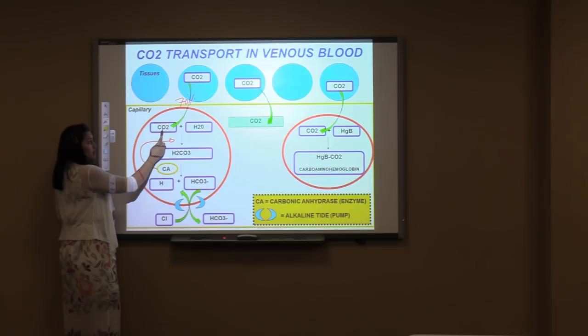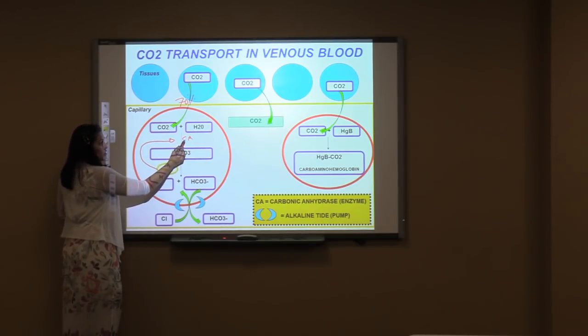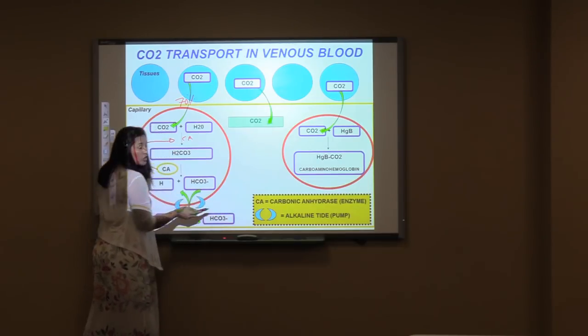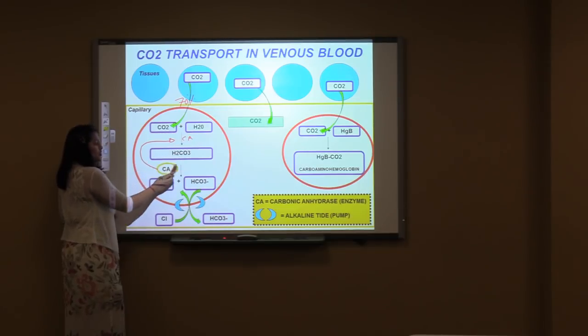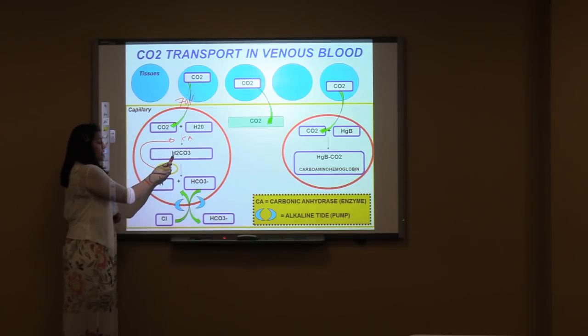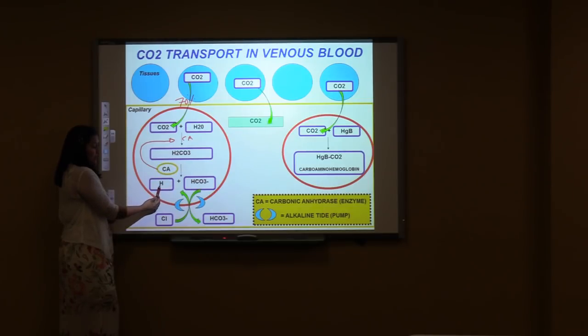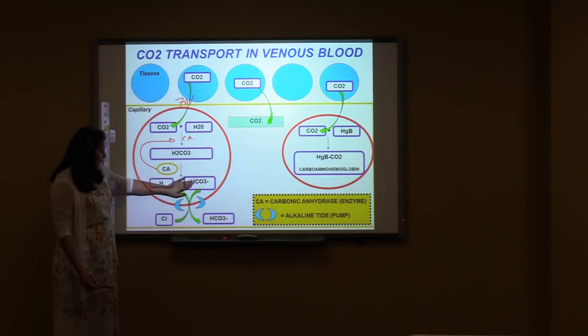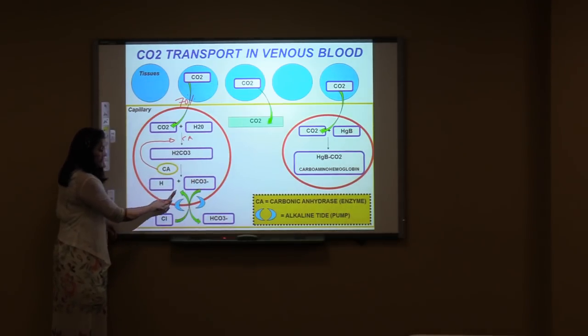Within a red blood cell, carbon dioxide and water combine via an enzyme called carbonic anhydrase. It's written right here. So carbonic anhydrase will combine CO2 and water to give you carbonic acid. Carbonic acid will break down into hydrogen and bicarbonate. Now, this bicarbonate actually leaves the red blood cell. In exchange, chloride comes in.